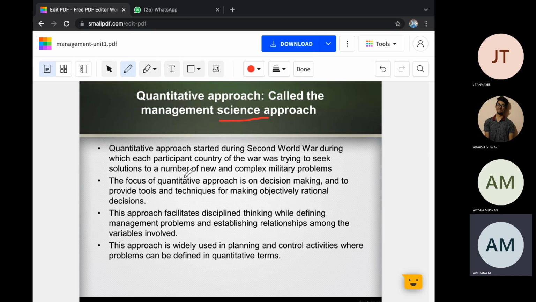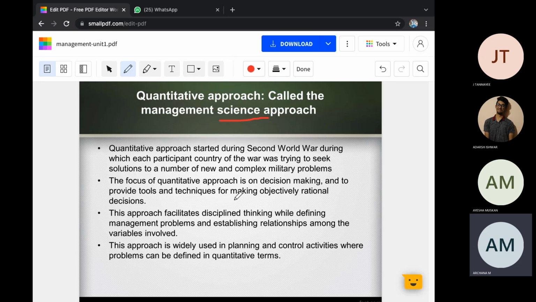That time they realized, oh, quantitative approach is very important. While fighting in the wars, they came to understand quantity is also one of the important tasks. Quantity is needed in formulas. They thought, yes, quantity should be there. Then the focus of the quantitative approach is on decision making and to provide tools and techniques for making objectively rational decisions. That is what quantity. Give certain tools, not only tools, give number of employees, give more number, so that you will get quality output from them. That is what.